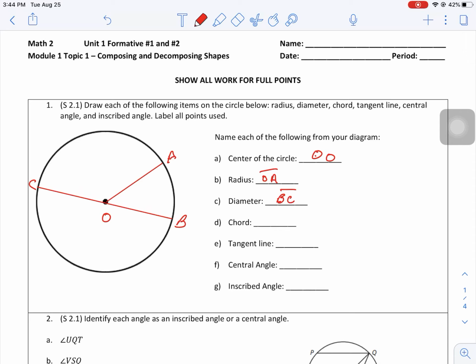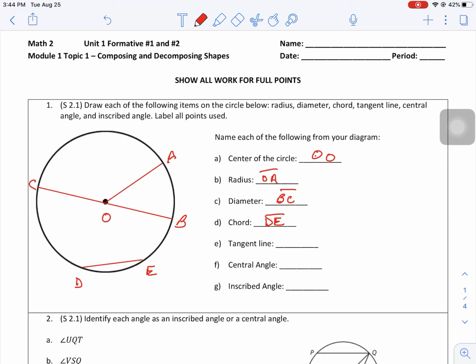Now a chord, I don't want the diameter. I want to do a different one. So I want to do over here. I'm just going to do this. Let's call this DE. Right? Because a chord has its endpoints on the circle.